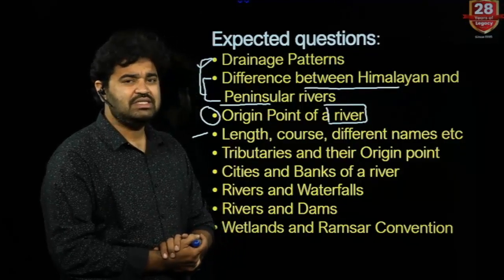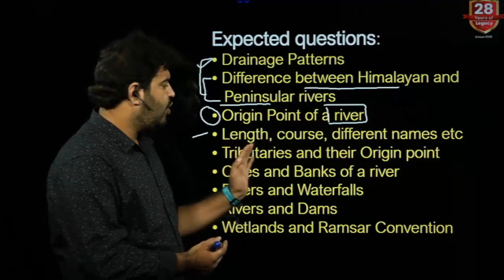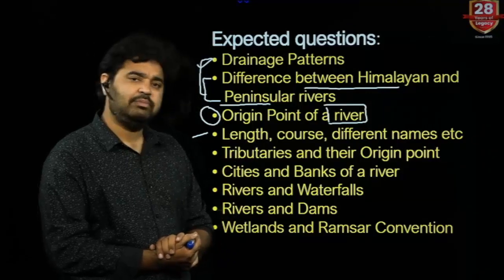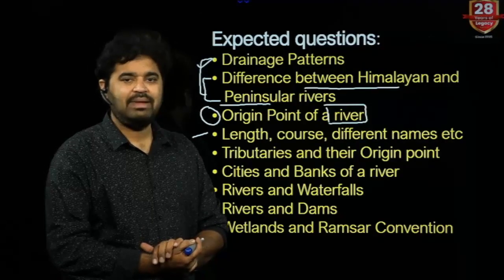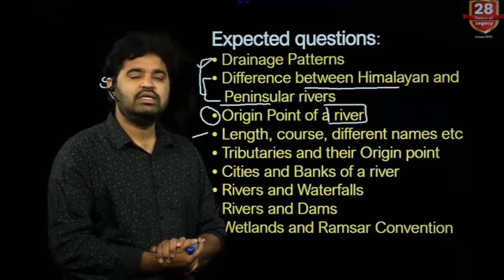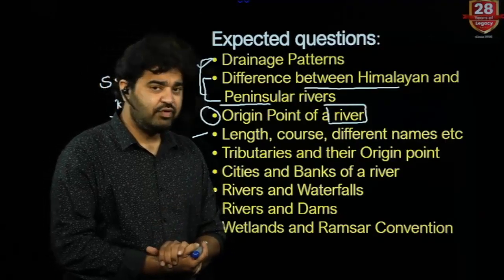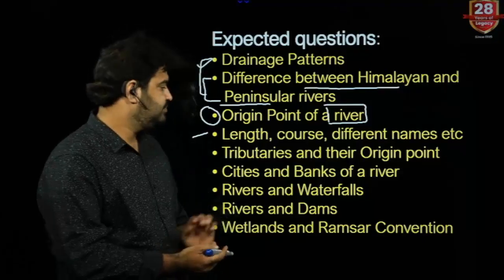However, the present scenario has changed. They are not focusing on the length, breadth and depth of a river. They are asking more, which of the following is the longest in peninsular India? Which of the following is the largest among the western flowing rivers or eastern flowing rivers?